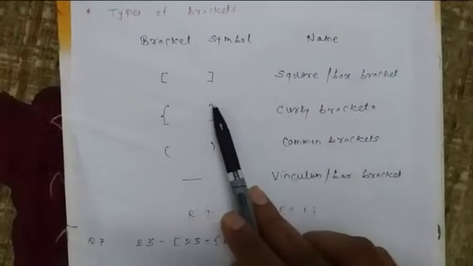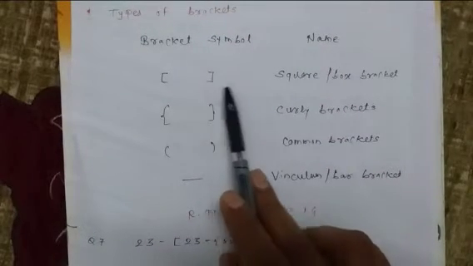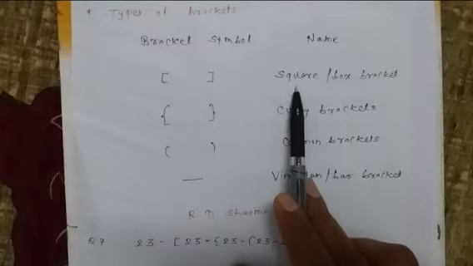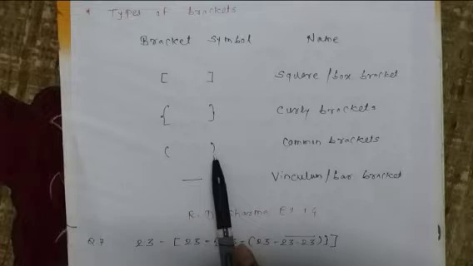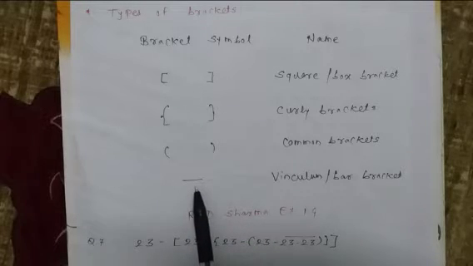There are mainly four types of brackets. This symbol is of square brackets, or it is also called a box bracket. This is called a curly bracket. This is our common bracket, which is most frequently used. And this is new for you. This type of bracket is called a vinculum. It is only a dash, or it is also called a bar bracket.